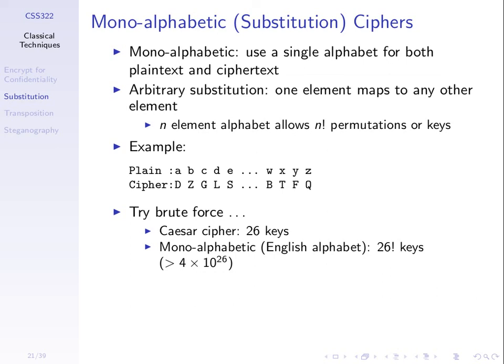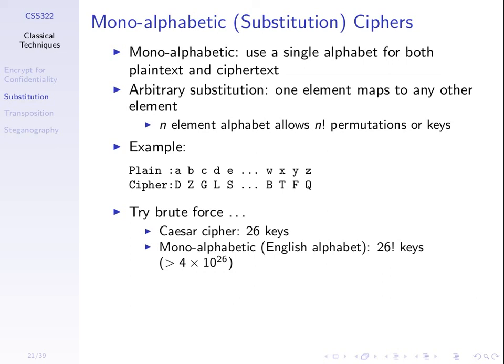A can map to 26 values, B to 25 values. Similarly, C can map to any of the 24 remaining values, D to 23 and so on. So how many possible mappings? 26 times 25 times 24 and so on, 26 factorial. So in this case there are 26 factorial possible keys that we could use. And if you calculate that, that's greater than 4 times 10 to the power of 26. That's a lot. The 10 to the 26 here is not related to 26 factorial, it's just a coincidence.